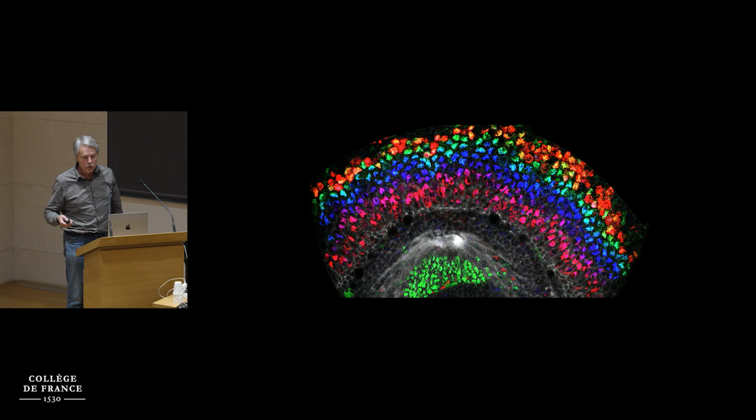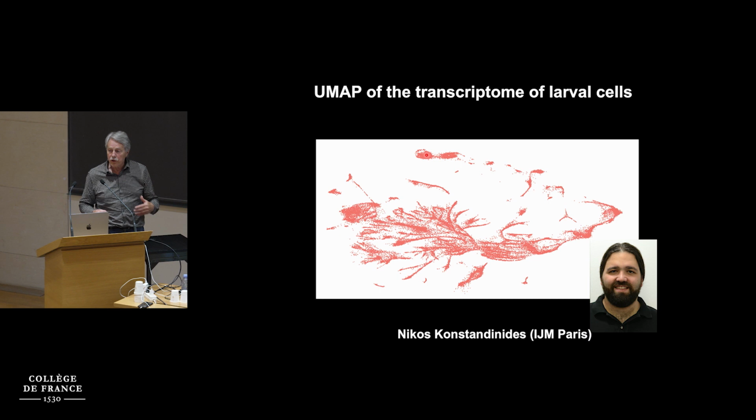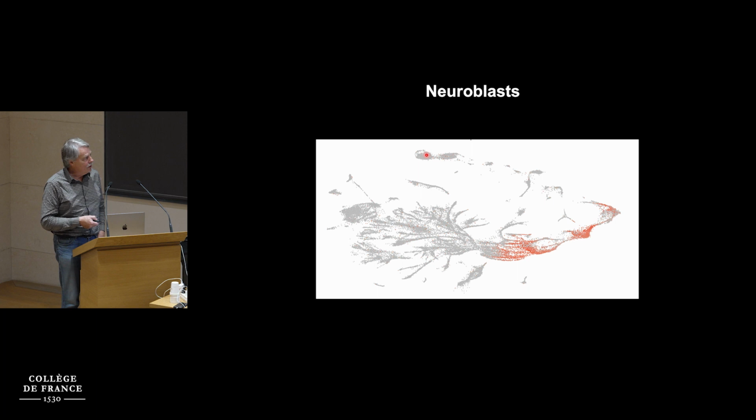So how can we identify, in a systematic manner, all the transcription factors which are going to be expressed in those cells? Nikos, who is now a professor at the Institut Jacques Monod in Paris, tried to do single-cell sequencing, but not in the adult, at the time of development when all those neurons are being born. It's not as nice as what we had before, but you can see this contains a lot of information. What you can see first is that there are some neuroblasts, which you can identify here. I'm going to focus my attention on that.